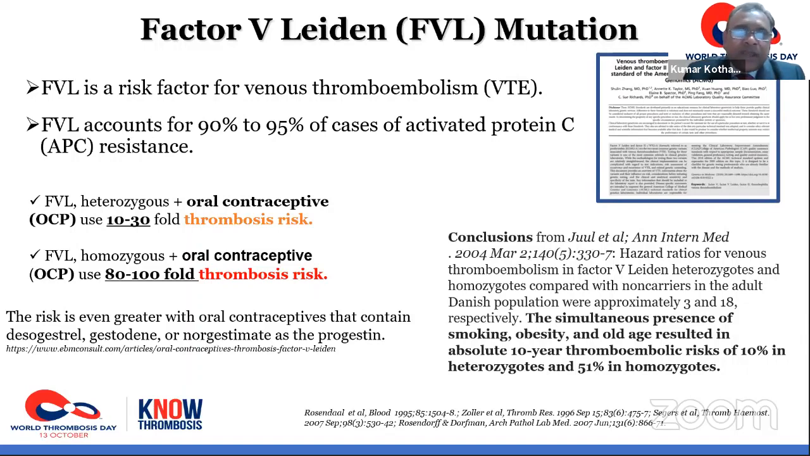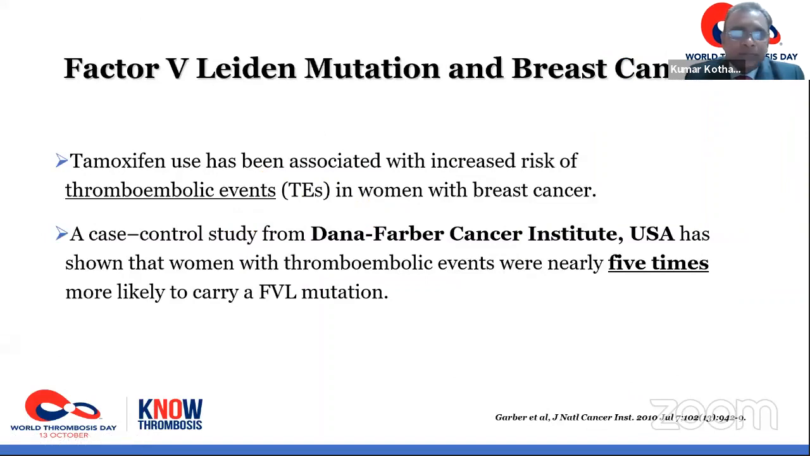And factor V accounts for 90 to 95 percent of cases of activated protein C resistance. And if there is obesity, smoking, and old age, the risk increases in heterozygotes and homozygotes. Especially cancer is a hypercoagulable condition. And there is one case control study from Dana-Farber showing that women who are on tamoxifen citrate, their chances of thromboembolic events are 5 times more likely if they carry a factor V Leiden mutation.